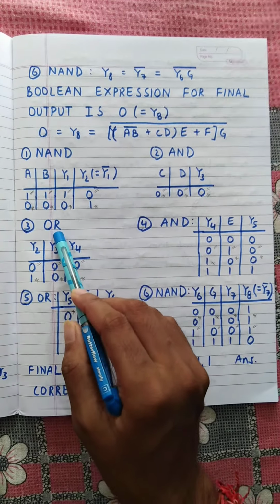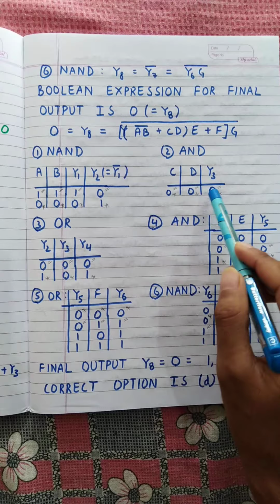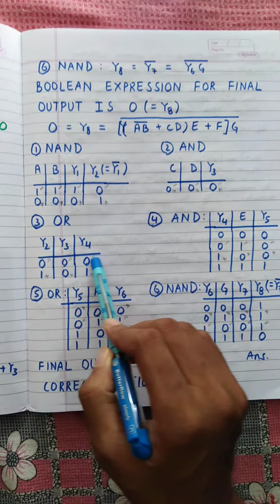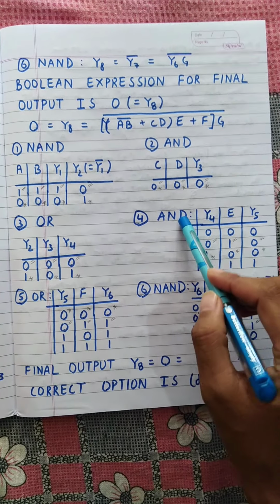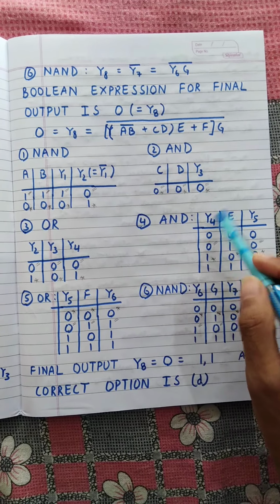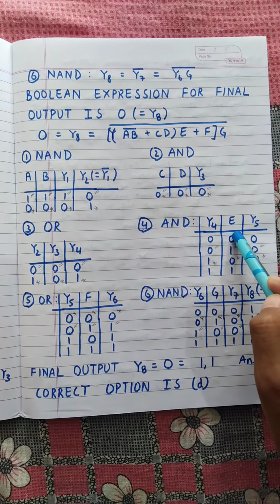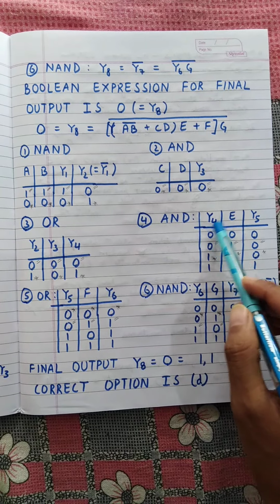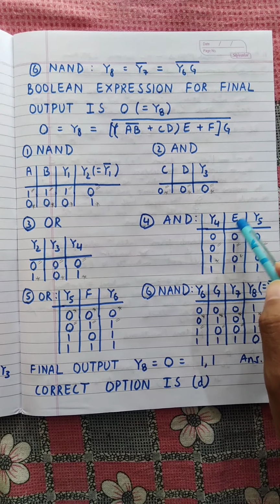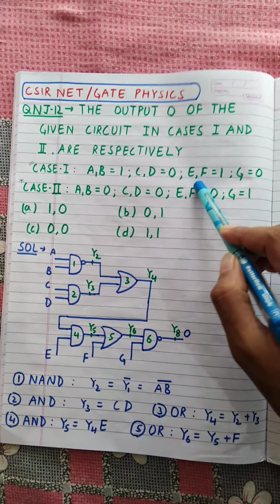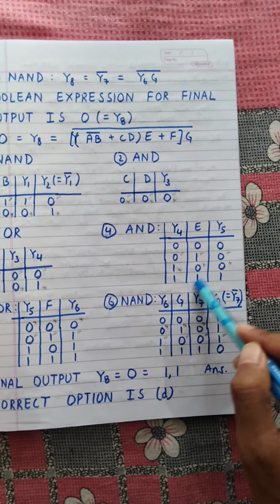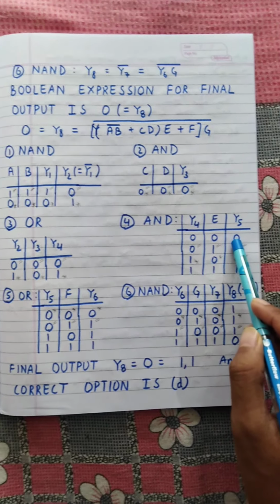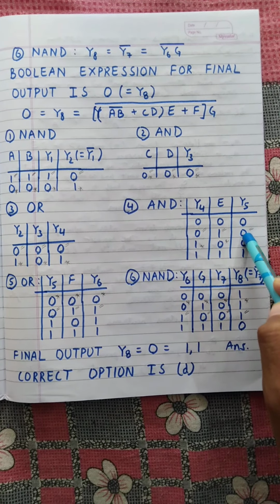Now the third gate is an OR gate, and the operations here will be 0 0 with 0 and 1 0 with output y4, output is 1. Again, the fourth gate is an AND gate. Here one input is y4, the other input is E, and the possible values of y4 are 0 and 1. Again, the possible values of E are 0 and 1, because in the question E can take both 1 and 0 as its value. So we have taken both 0 and 1 and performed the AND operation, and after that the output y5 will be 0 0 0 1.